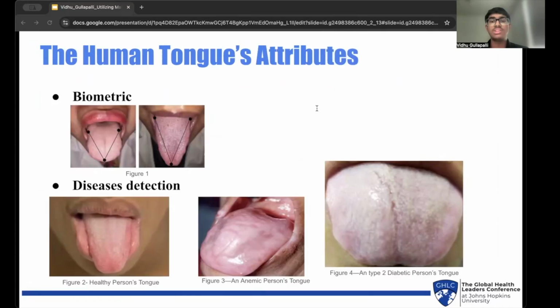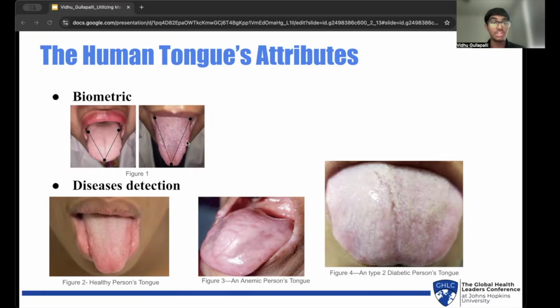So let me explain the 2 key concepts involved in Tongue Scanner. Let's first dive into the human tongue's attributes. Apart from being a biometric, that is, a human tongue has a pattern on its surface and different shapes, which is unique to each and every single person in the world, similar to the pattern on our fingers. The human tongue also has the ability to showcase symptoms of specific diseases, like diabetes and different kinds of cancers, via color discoloration or exhibiting different patterns on its surface.